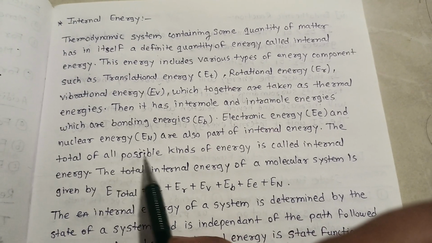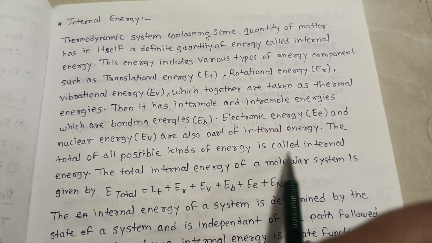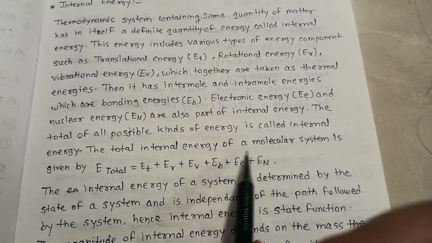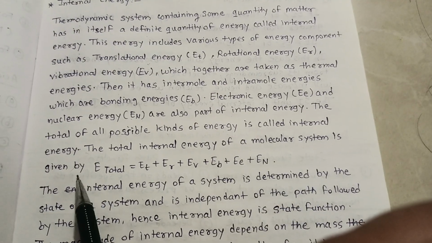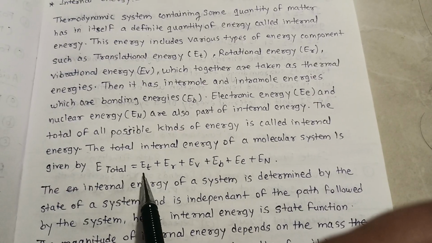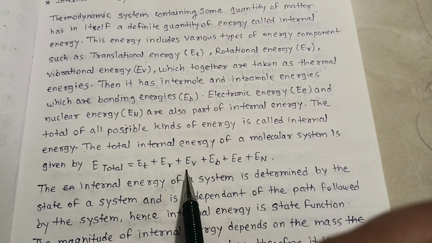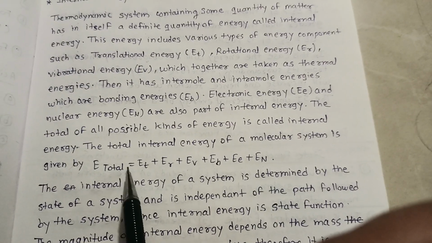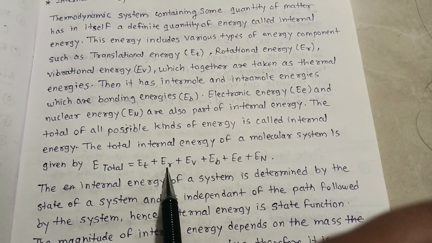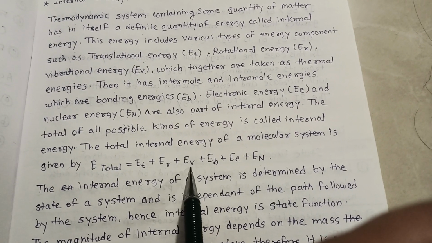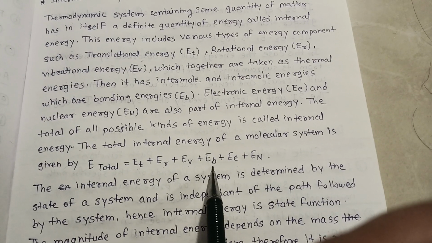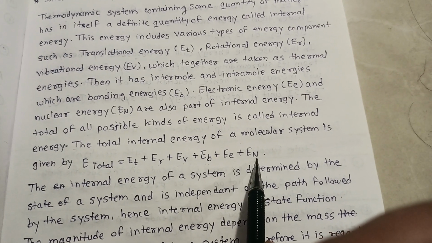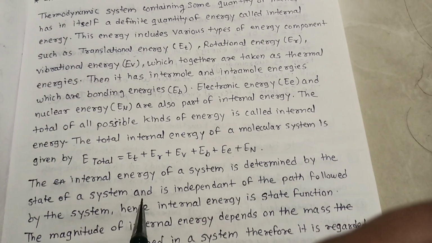The total of all possible kinds of energy is called internal energy. The total internal energy of a molecular system is given by E total is equal to Et plus Er plus Ev plus Eb plus Ee plus En. So Et is translational energy, Er is rotational energy, Ev is vibrational energy, Eb is bonding energy, Ee is electronic energy, and En is nuclear energy.